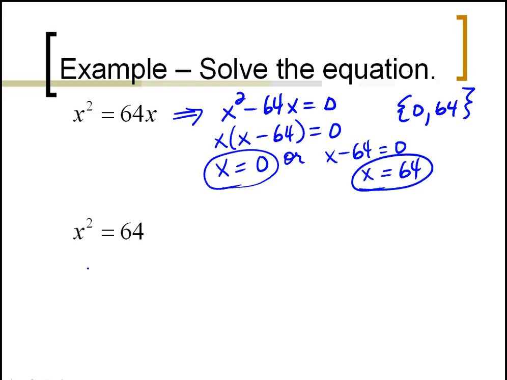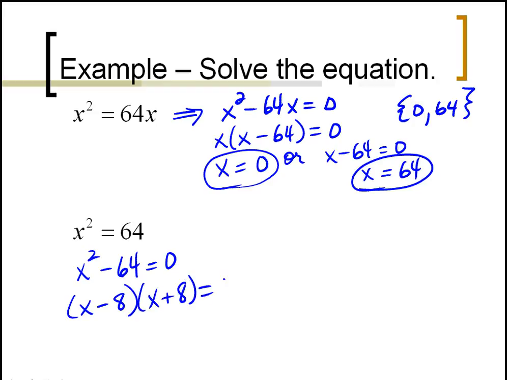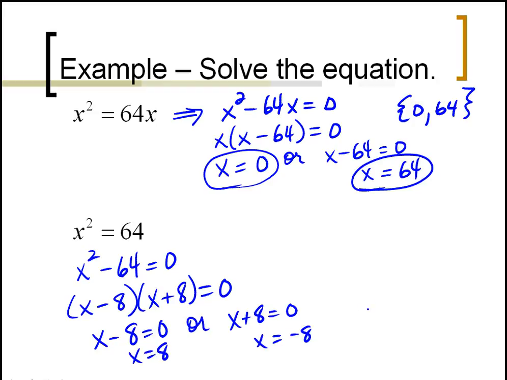I wanted to compare these two problems because they're very similar and easy to get confused. The next one is x squared equals 64, so if we write that in standard form, we get x squared minus 64 is equal to 0. But x squared minus 64 is the difference of two squares. So that factors as x minus 8 times x plus 8 is equal to 0. So notice the difference when there's a variable connected to the 64 and when there's not. So we would set those to 0 to get x minus 8 equals 0 or x plus 8 equals 0. So our solutions are either 8 or -8. Okay.